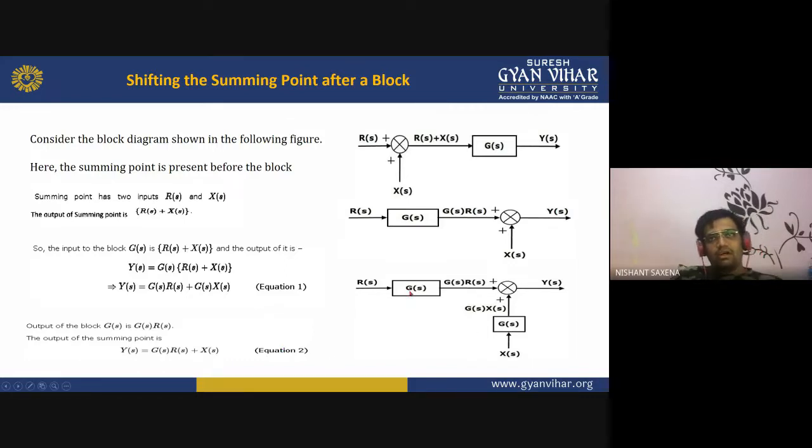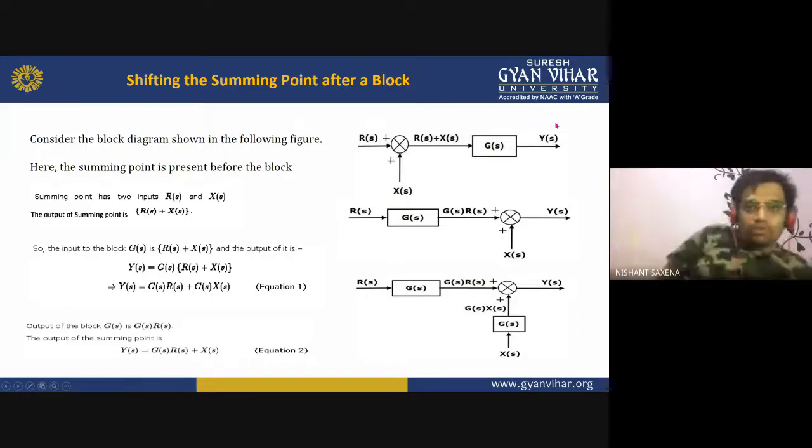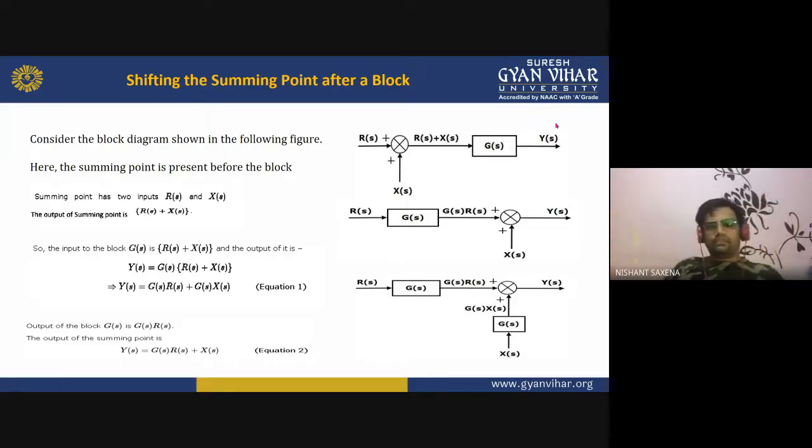By copying the same block G(s) in series with this input access. By copying this block G(s) in series with the access. Is this clear? Now the output is G(s) into R(s) plus G(s) into X(s), which will give me Y(s), which is exactly similar to the original control system block. I hope this is clear to you.